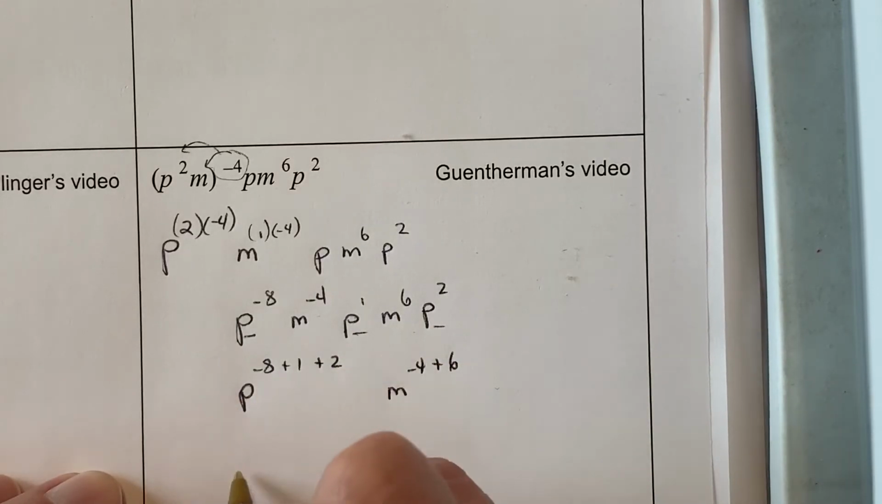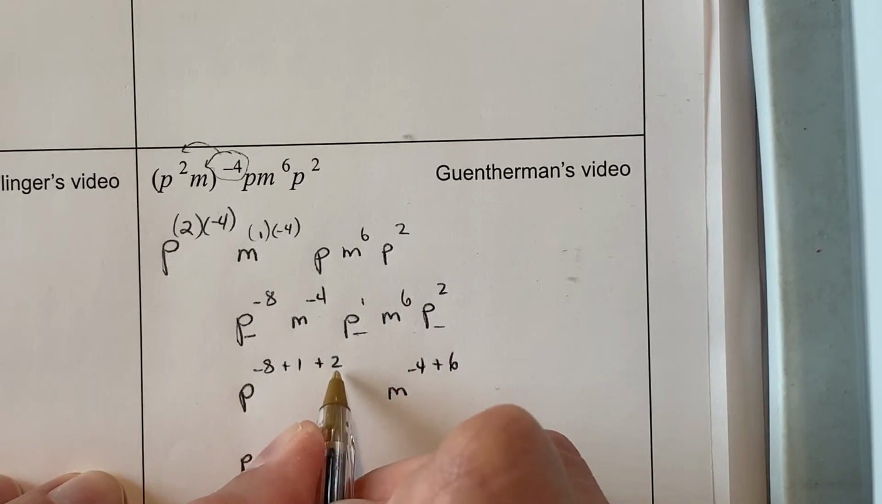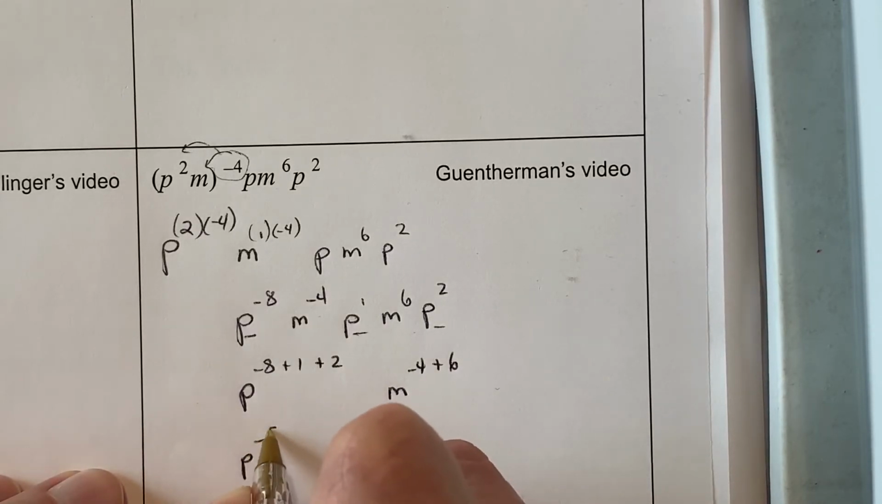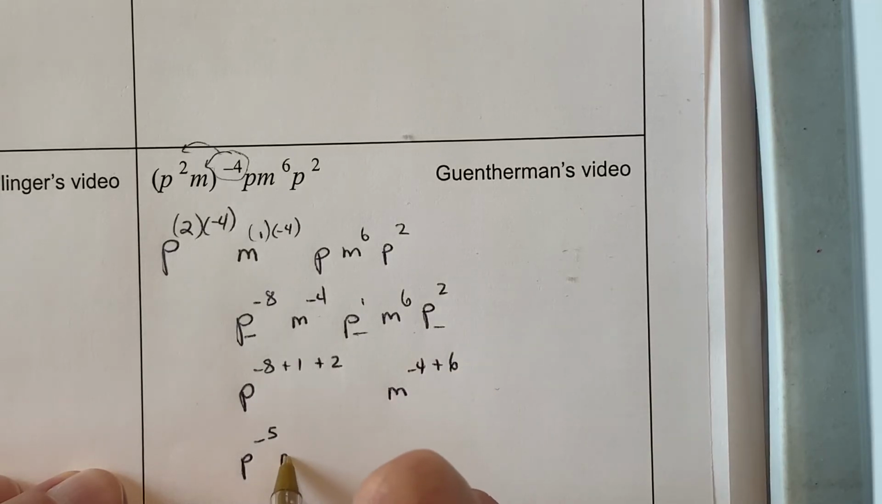When we do the math, we end up with p. This is negative 8 plus 1 is negative 7, plus 2 is negative 5. And then negative 4 plus 6, we have m to the second power.